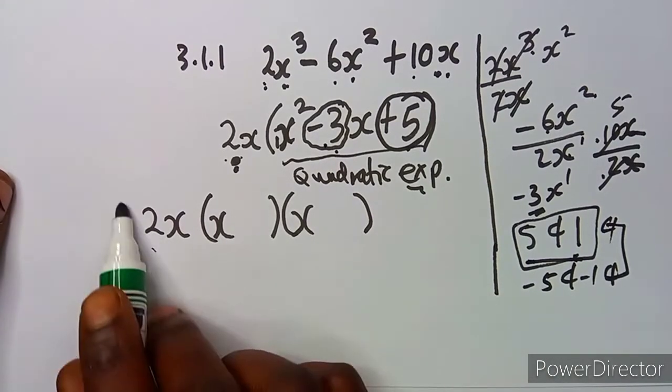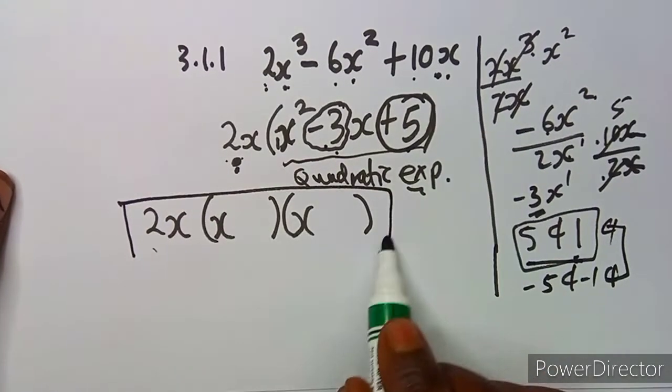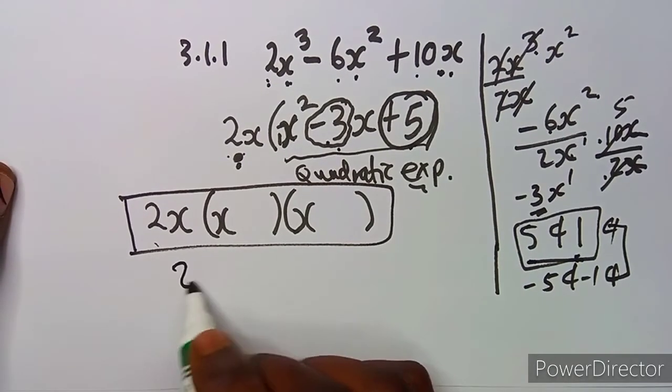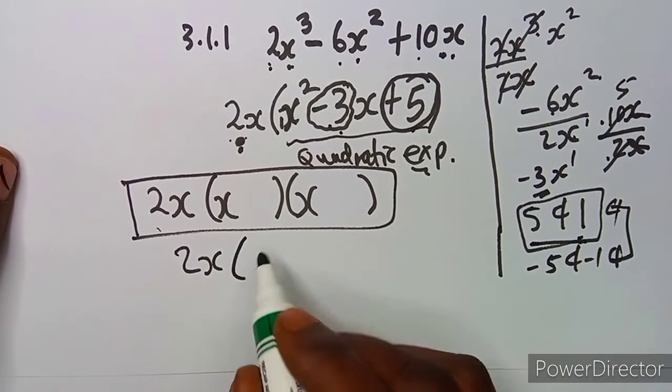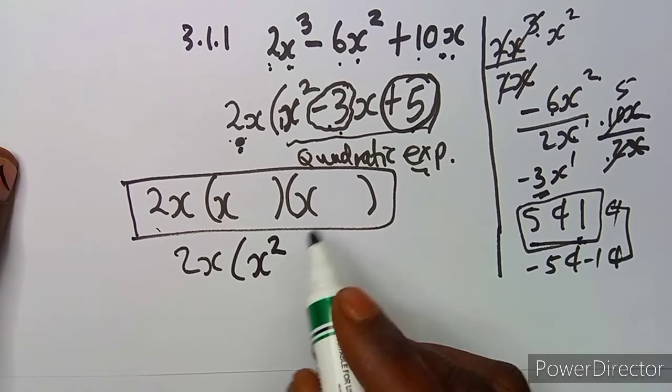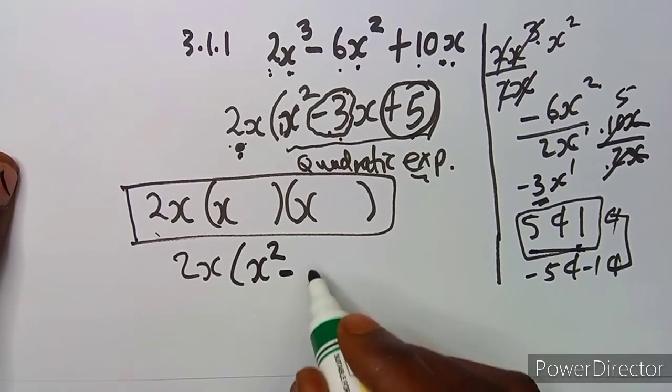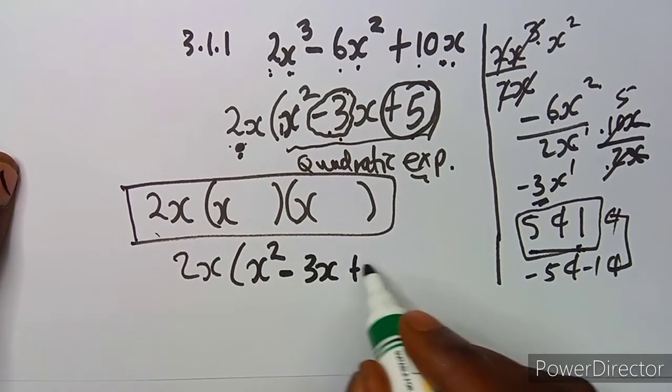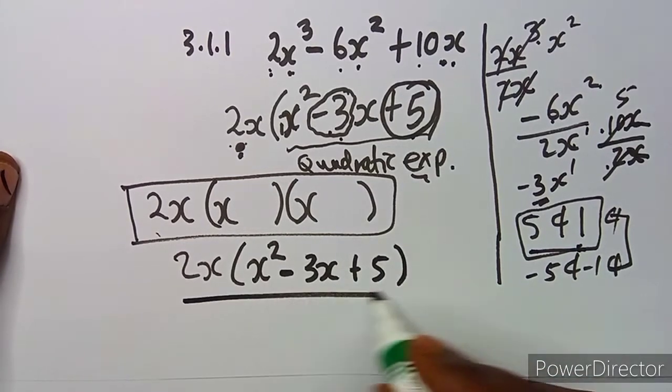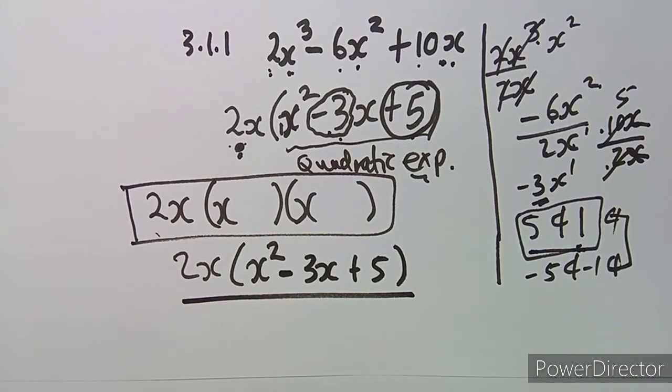So what does it mean? It means this part cannot be factorized further. So your resultant is going to remain as 2x into x squared minus 3x plus 5, like this. So this is going to remain as your final answer. You can't factorize that part.